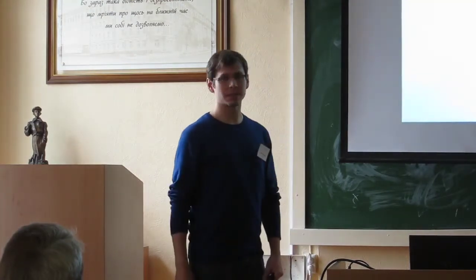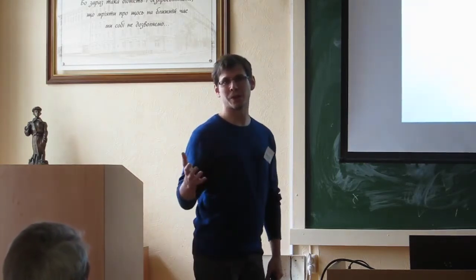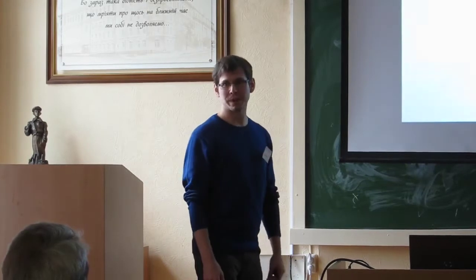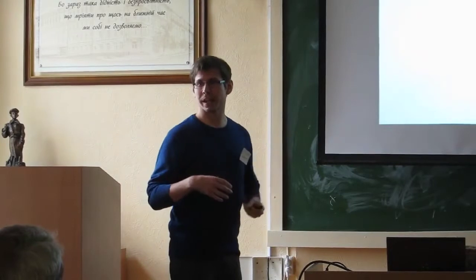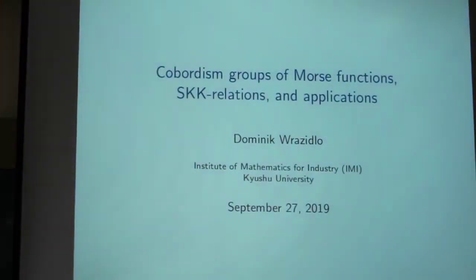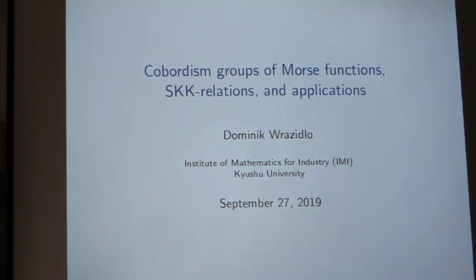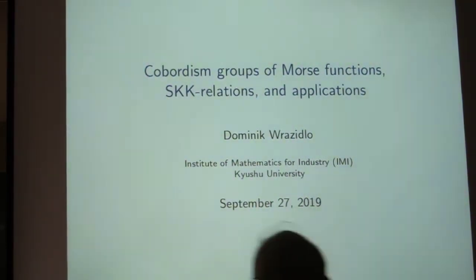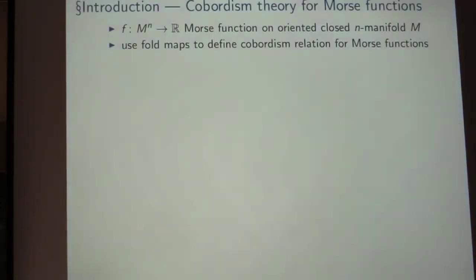So my talk is supposed to be a survey talk. I will not give proofs or go into detail with the proofs, but rather explain the results and the context and some applications. So after an introduction, I will mainly talk about two topics. One is Cobordism groups from the perspective of SKK-relations, and the second topic will be index constraints. So let me right away start with what the talk is about.